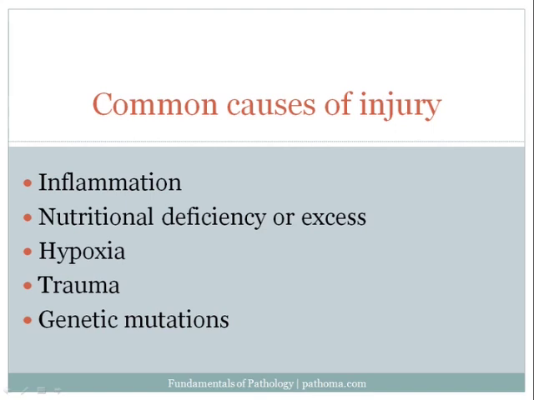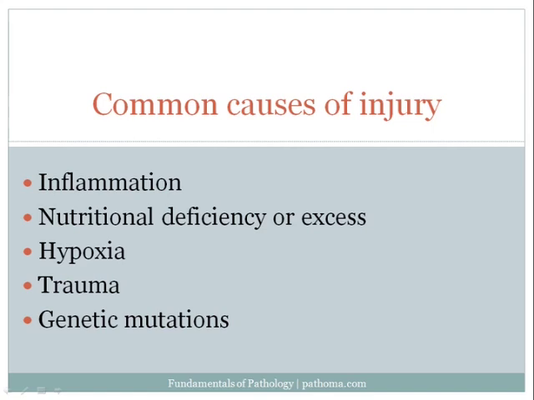Hypoxia, very classic cause of injury. All of the myocardial infarctions and ischemic stroke to the brain are all examples of hypoxia. And we're actually going to spend some time discussing hypoxia in more detail in a few minutes. Trauma, common cause of injury. For example, a gunshot wound to tissue will injure the cells.